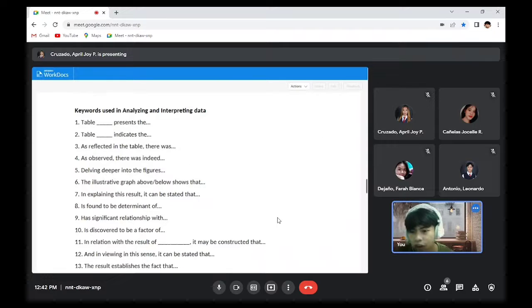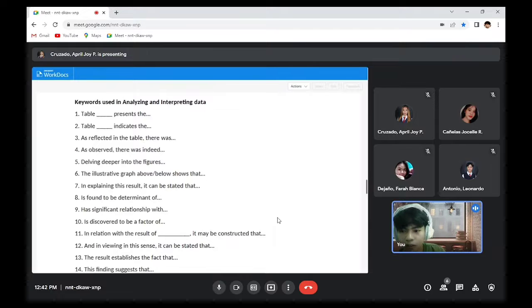Here are the keywords used in analyzing and interpreting data. You can use: first, table blank represent; second, table blank indicates; third, as reflected in the table there was; fourth, as observed there was indeed; fifth, delving deeper into the figures; six, the illustrative graph below shows that.